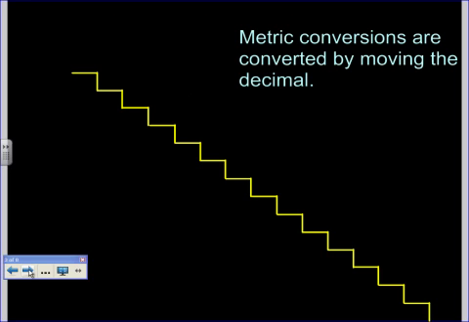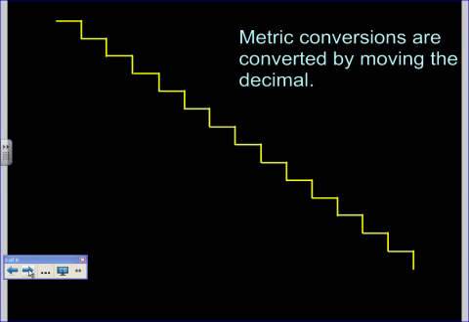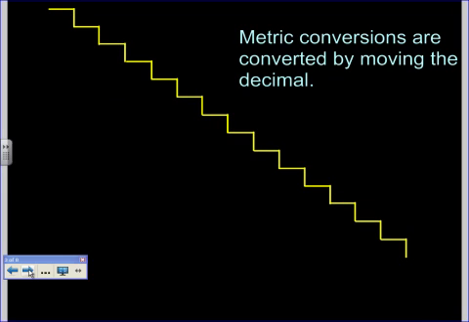So one of the easiest ways to do these conversions, and we're going to learn the method in the next couple of podcasts about how we're usually going to do this, but one of the easiest ways to start out when you're just trying to figure out how to convert metric units is to use this little staircase. This is something that you can draw pretty easy. And then you can go up and down the staircase, and that will show you where you need to move your decimal places to do your conversions.